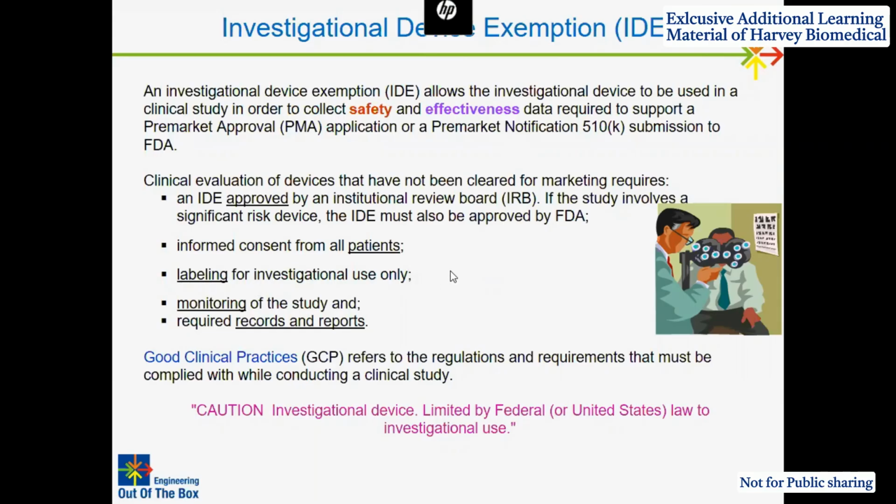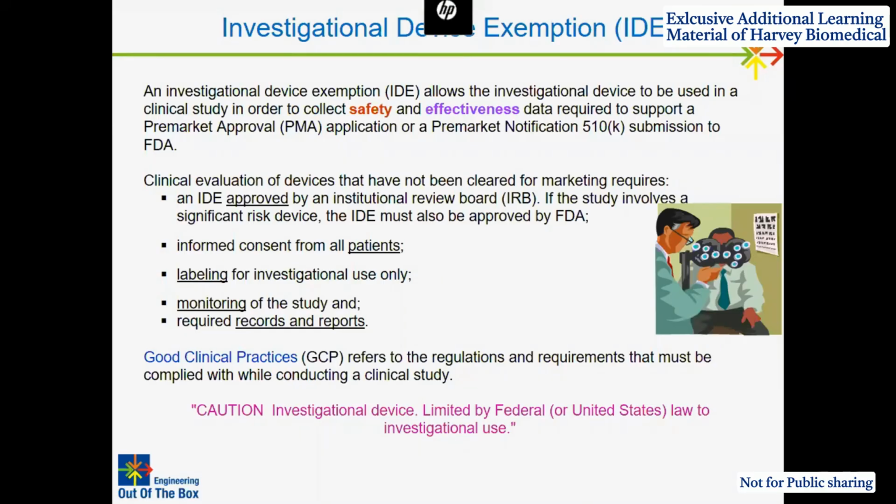Whenever you are sending this device to another facility or other places, the label should be clearly marked: this is for investigational use only. Monitoring of the study and required records and reports. We have to monitor the specific study, and whatever study we are doing should be recorded and reported. Good clinical practices.